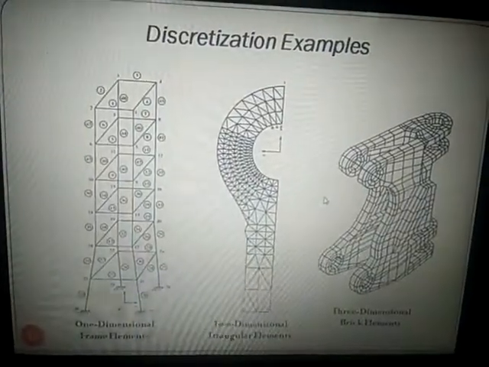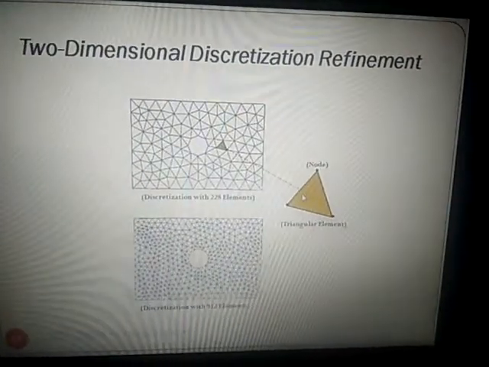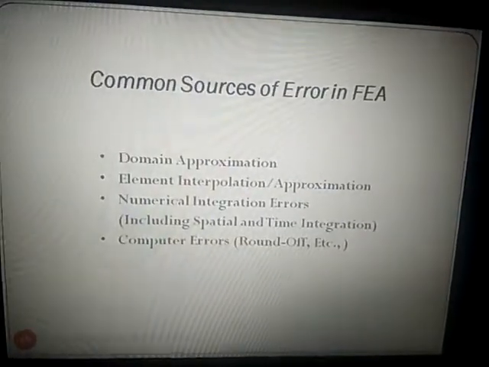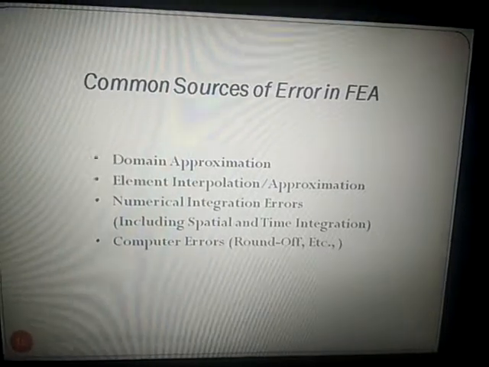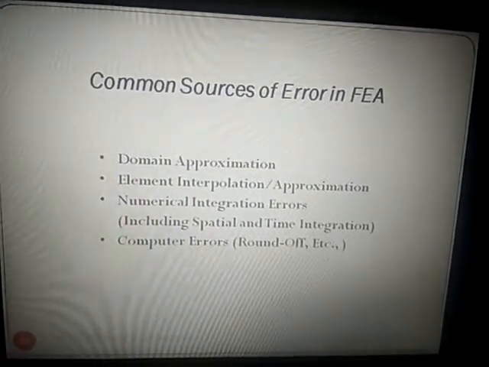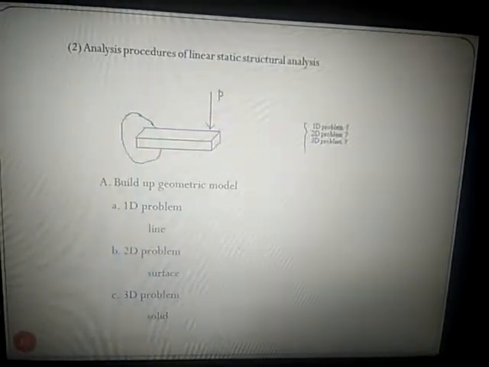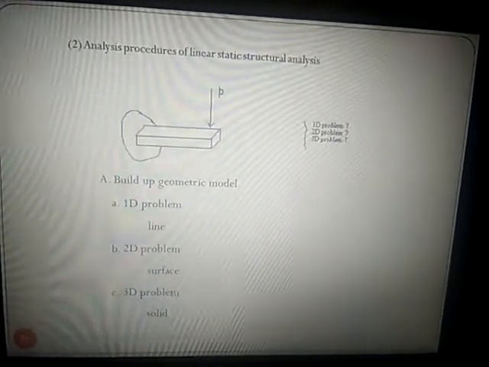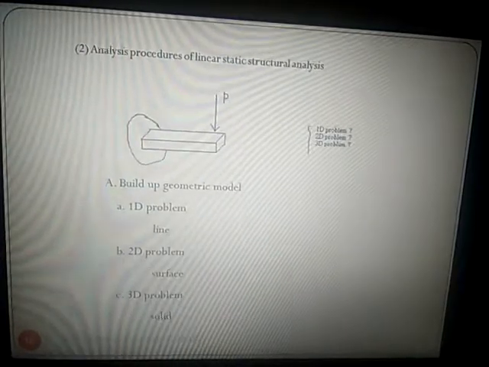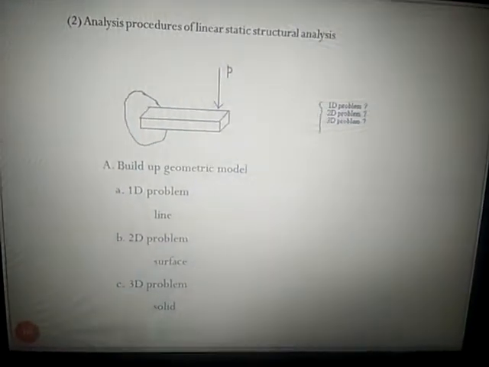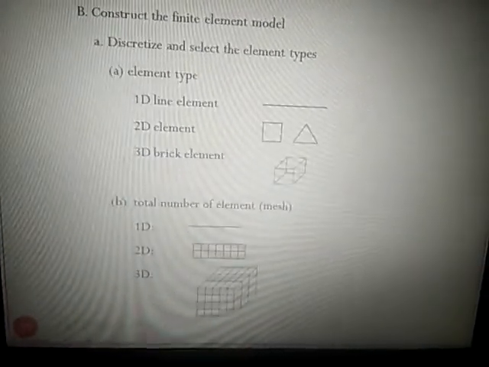The discretized examples are clearly shown. See here, all are discretized examples. Next, two-dimensional discretization with refinement, common sources of error: domain approximation, element interpolation, numerical integration, computer errors. In the analysis procedure, 1D is a line, 2D is a surface, 3D problem is a solid.